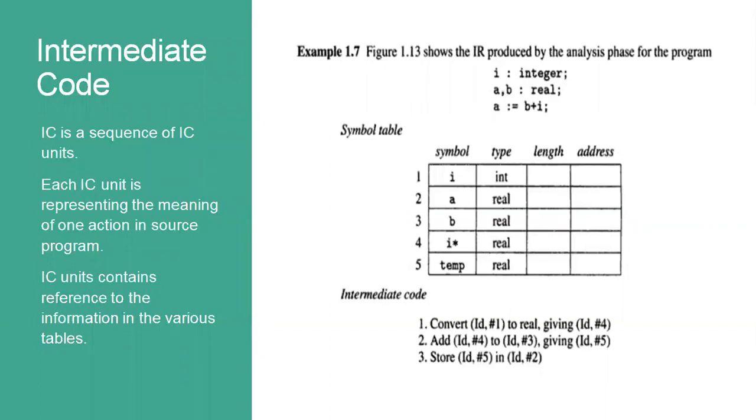Example: I is integer. I will annotate. See this example. I is integer, A and B are real, and A equal to B plus I is done. So this is the example.